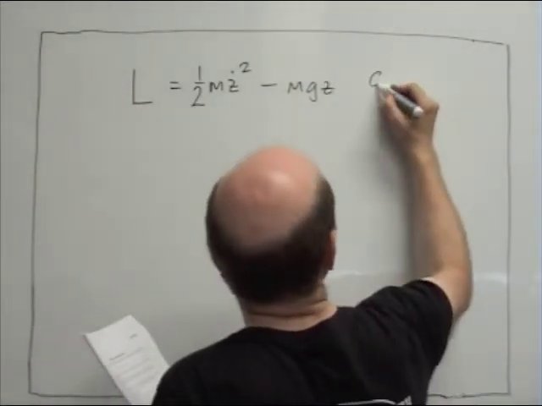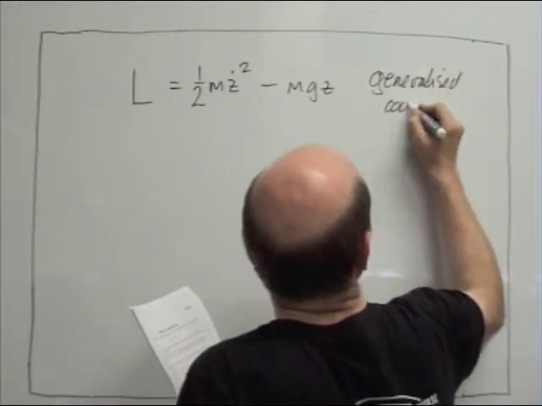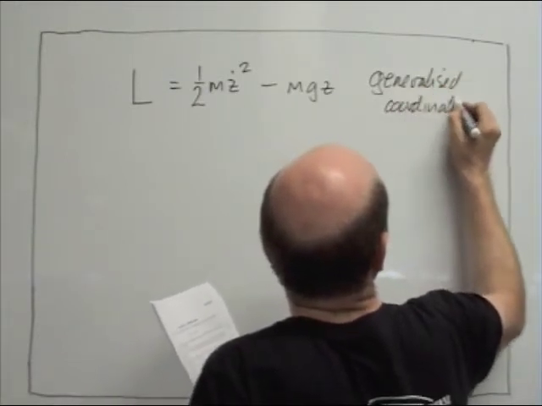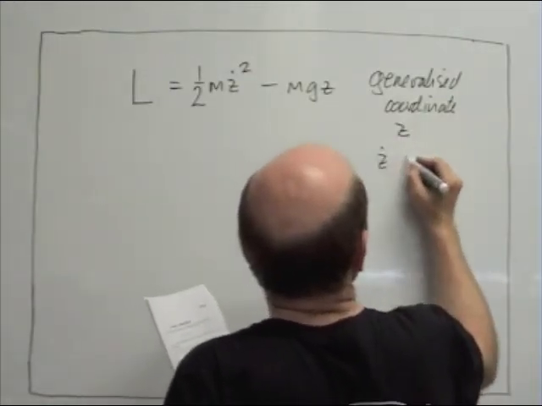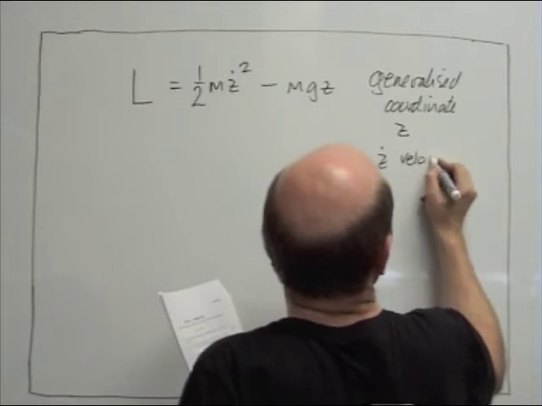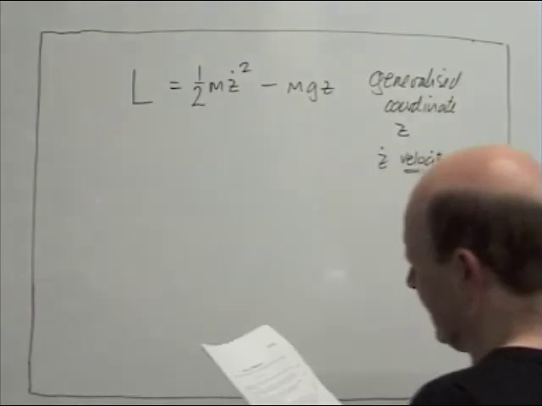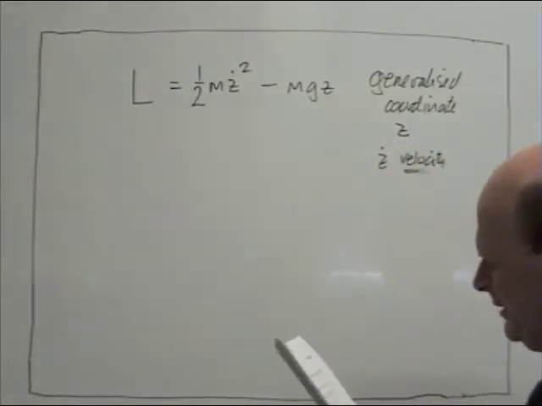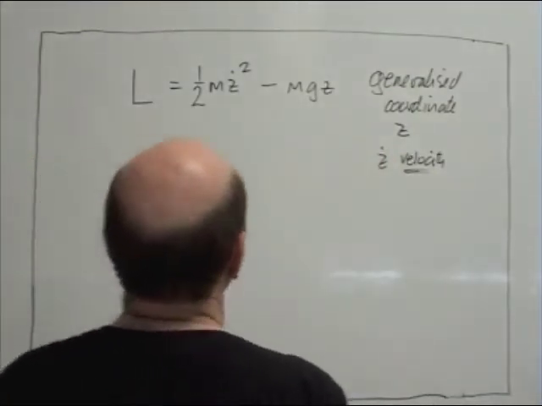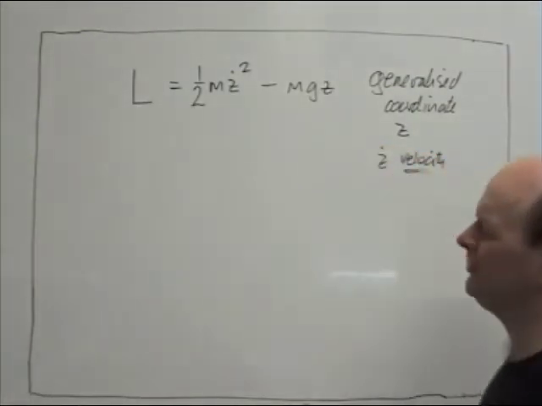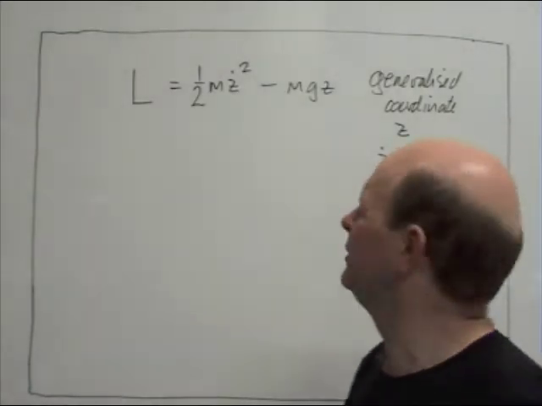So you have a generalized coordinate z, and z dot is the velocity associated with the generalized coordinate z. Okay? And it says obtain the equations of motion for this object from the Lagrangian given above. So you're going to get the equations of motion by writing down the general form of the equations of motion in the Lagrangian formalism, and that's this.